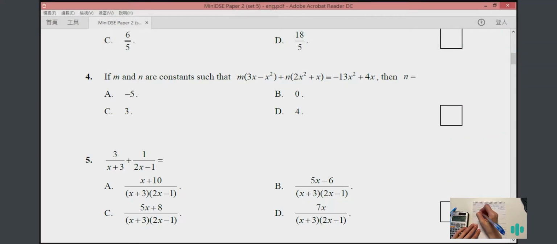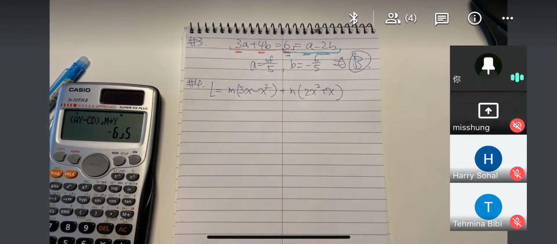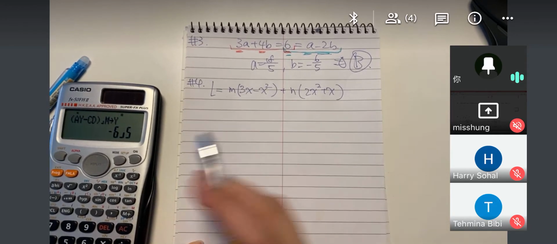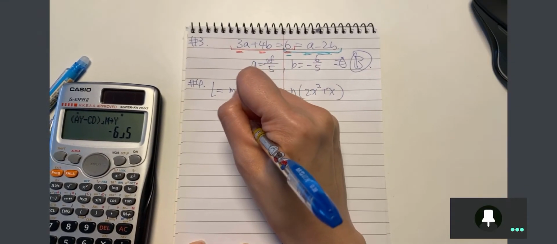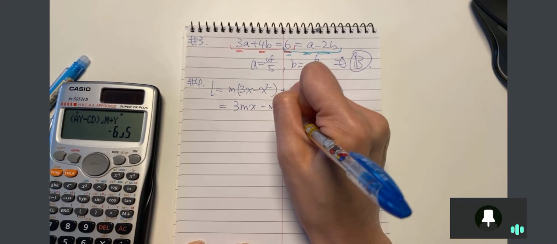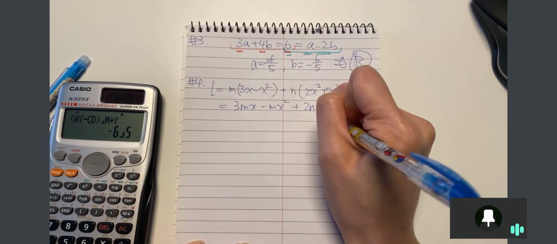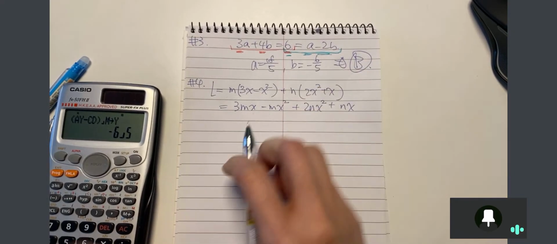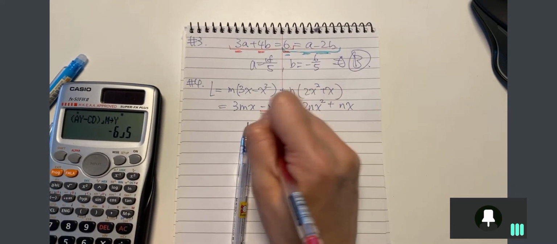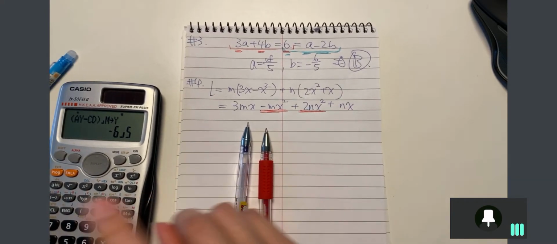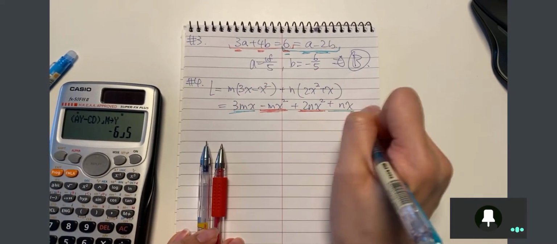And then number 4 is an identity. Okay, so left hand side, remove all the brackets and times 3x minus x squared plus n times 2x squared plus x. Okay, and then right hand side, no need to do any expansion. You just focus here. Remove the brackets. 3mx minus mx squared plus 2nx squared plus nx. Okay, and x squared, and then x and x.